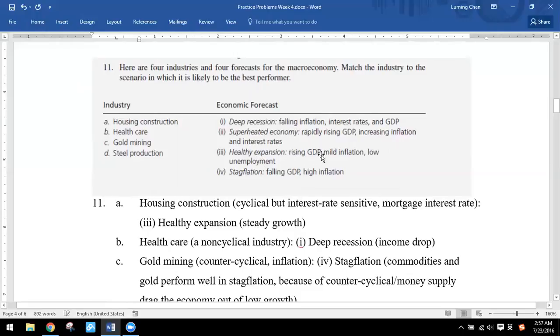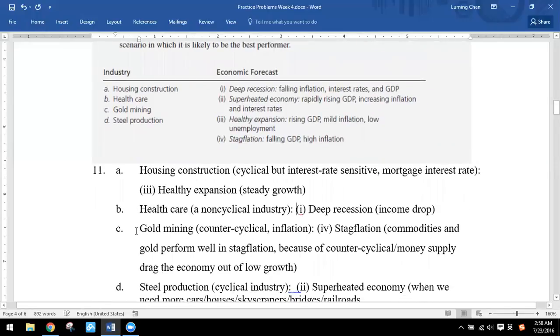With rising GDP, mild inflation, and low unemployment. B. Healthcare. Healthcare is a non-cyclical industry, so it will perform the best during deep recession, when falling inflation, interest, and GDP happen. Also, the national income of the families will drop.